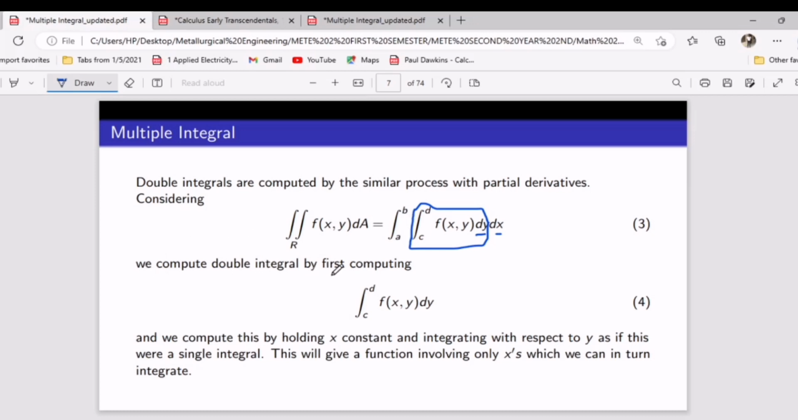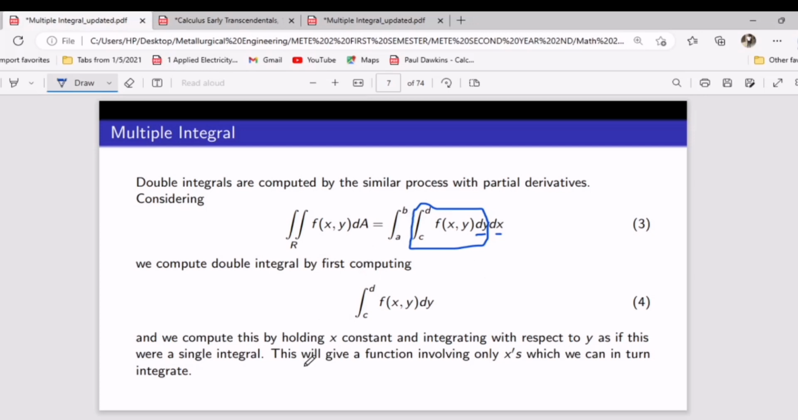First, you compute the double integral by first computing this. I told you, the one in the middle. Always note, you can decide to take this side, but it should correspond with the x. But to be on the safer side, or for you not to be confused, what you must do is just take the one in the middle and then integrate with the interval, right?